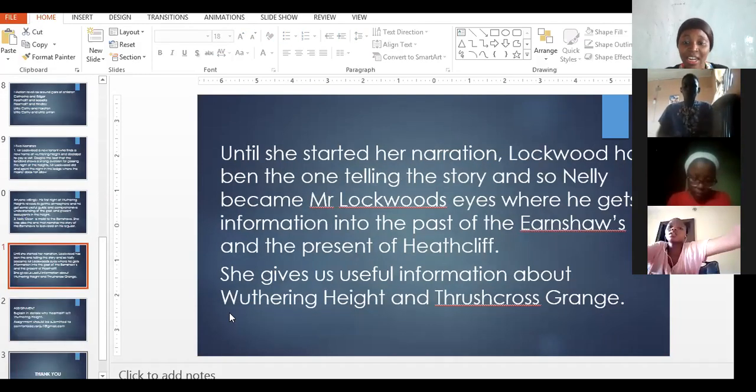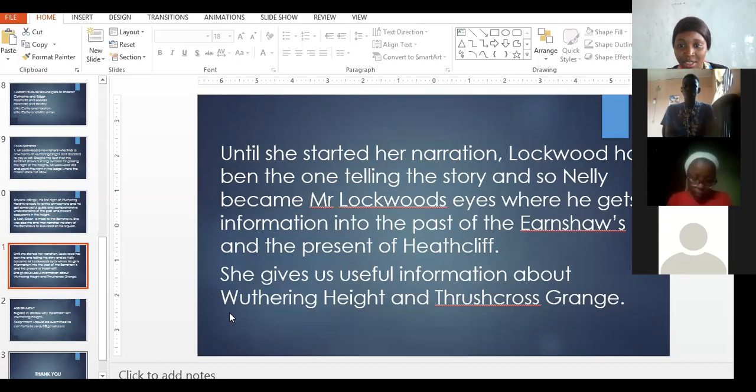So we said until she started her narration, Lockwood has been the one telling the story. And so Nellie became Mr. Lockwood's eyes, where he gets information into the past of the Henshaws and the present of Heathcliff. She gives us useful information about Wuthering Heights and Thrushcross Grange. So it was Nellie Dean that has the full information about Wuthering Heights, what happened at Wuthering Heights, and what happened at Thrushcross Grange.